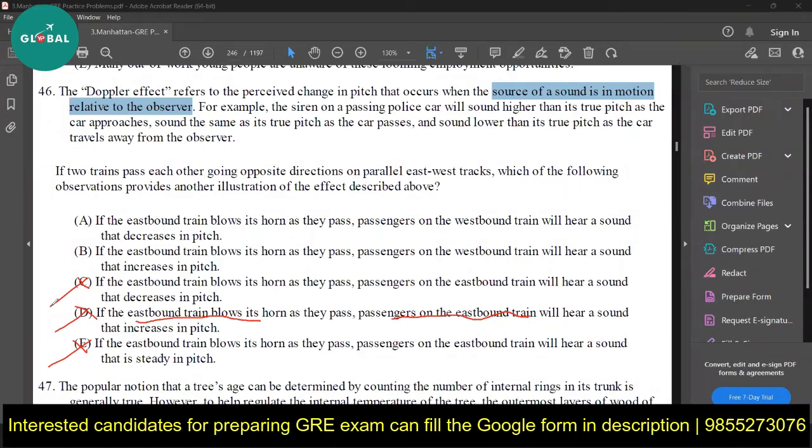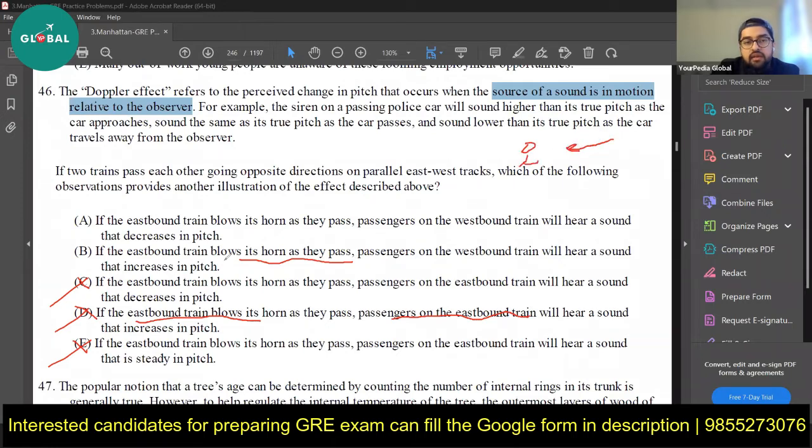So B is correct. Why? If the trains cross each other, then the pitch will increase as they approach. That's what he gave as an example: if you are standing somewhere and a police car is coming towards you, the pitch will increase. Same thing if you are sitting in a train and another train is passing by, the pitch will increase. Pitch will decrease when that train passes and goes away from you. But when it is coming, the pitch will increase. So B is the correct answer.